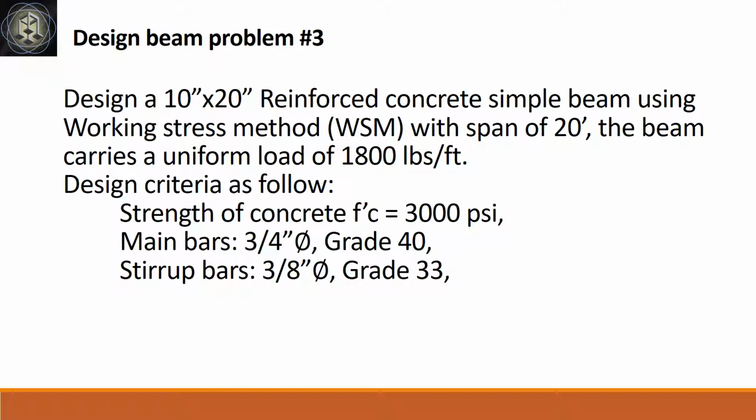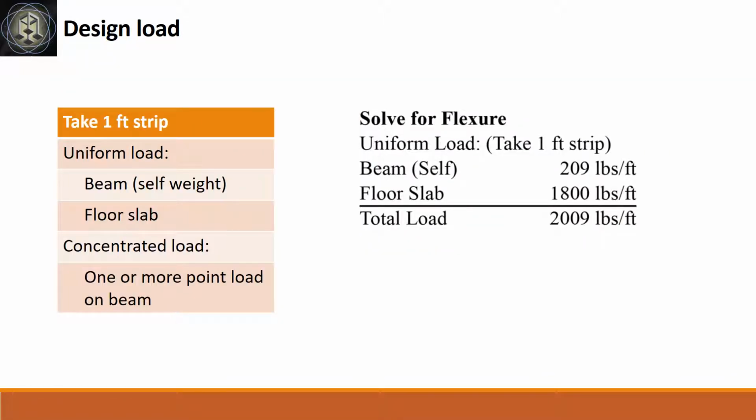Design criteria as follows: strength of concrete 3000 psi, main bars 3/4 inch diameter bar grade 40, stirrup bars 3/8 inch diameter bar grade 33. The beam carries a uniform load of 1,800 pounds per foot and a self-weight of 209 pounds per foot for 10 inches by 20 inches beam size, giving us a total load of 2,009 pounds per foot.